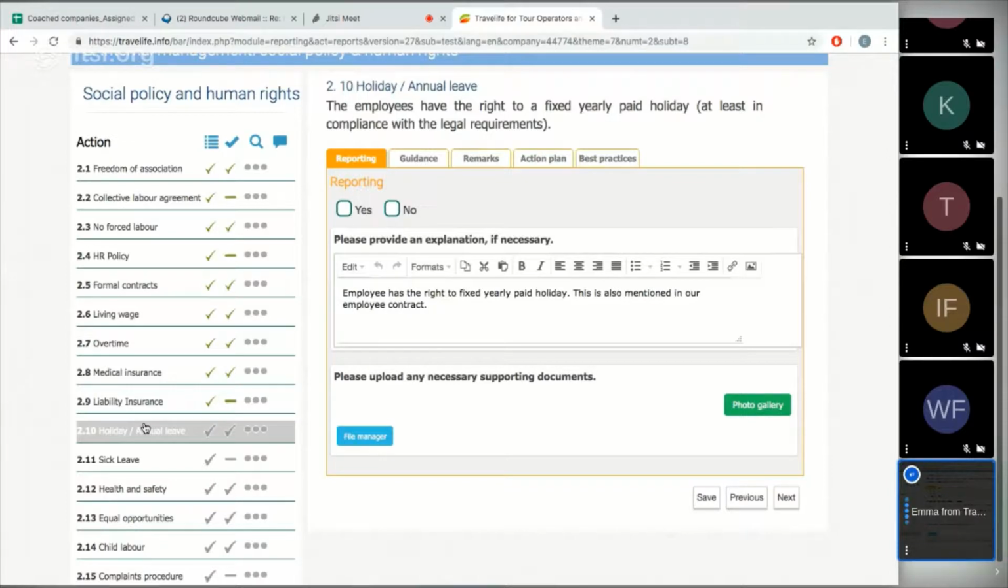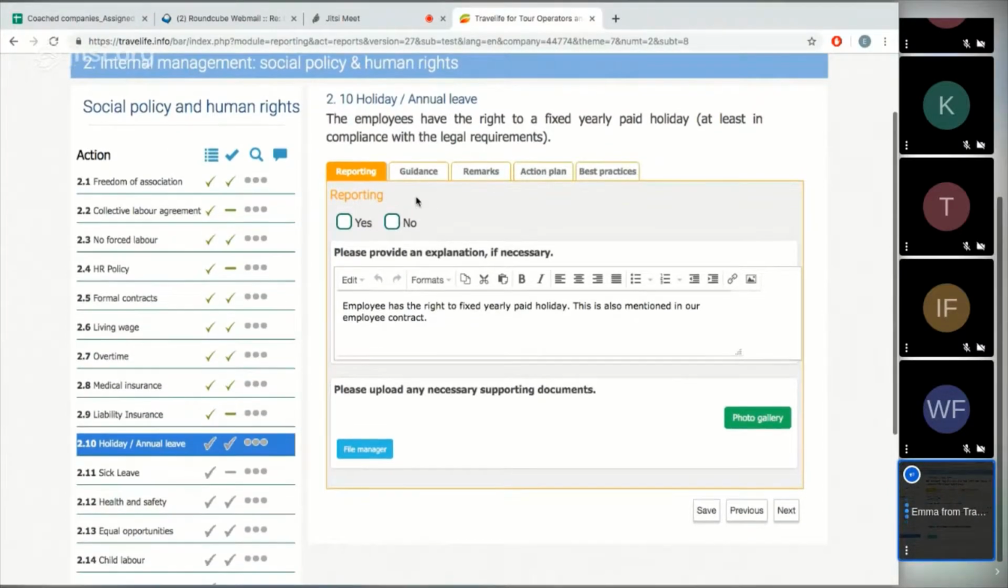2.10 is regarding holiday and annual leave. So it's whether your employees have the right to a fixed yearly paid holiday, at least in compliance with the national legal requirements. This is probably also in there if you have a formal employee contract. So please then attach it again with the file manager and provide the explanation over here how holidays and annual leave is dealt with.